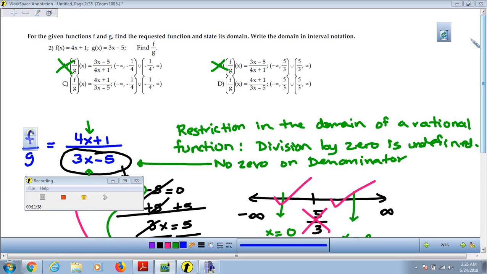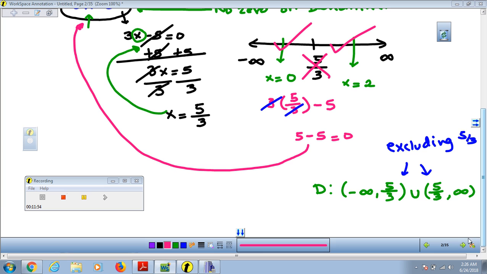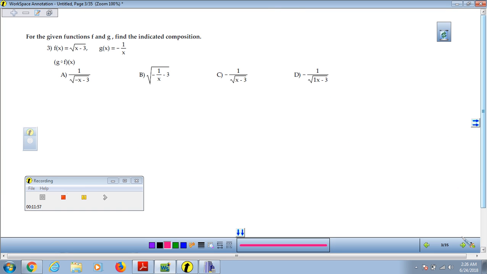So now from these two answer choices, obviously C cannot be right. The correct answer would be letter D, because this one has a different domain. This is the one that has the same domain as the one that I did. So that's the answer for question 2.